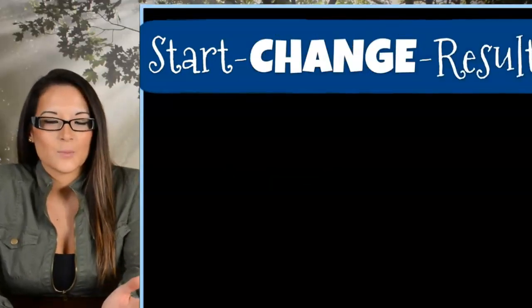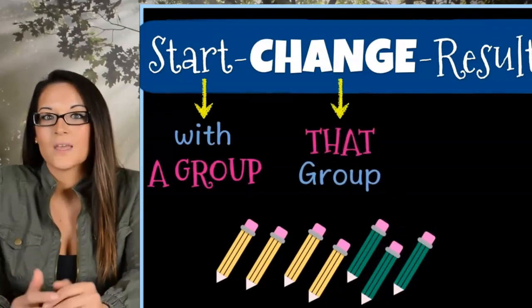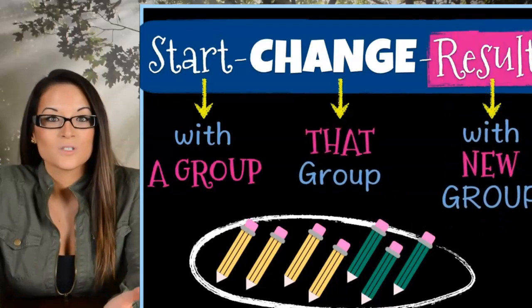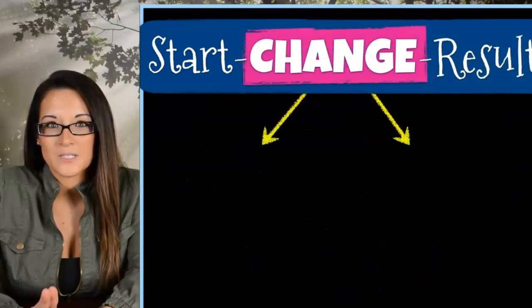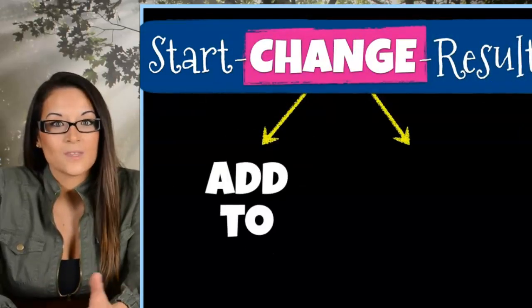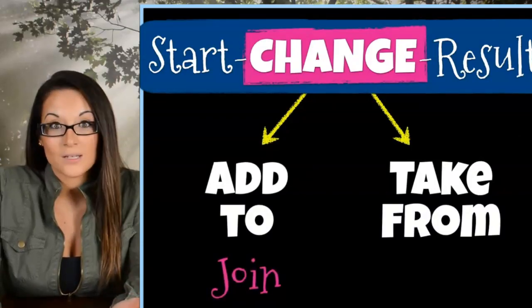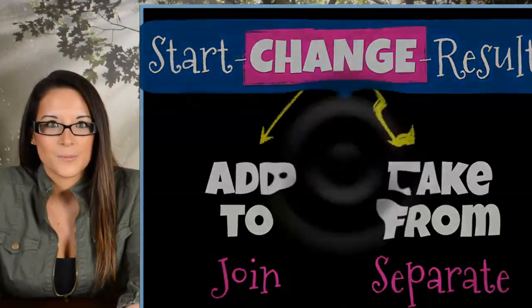So this is a type of problem where you start with a group, then you change that group and end with a new group or a new version of that group called the result. Now this type of story problem has 2 subtypes: add to and take from. I've also seen them called join and separate. So let's take a look at an example.